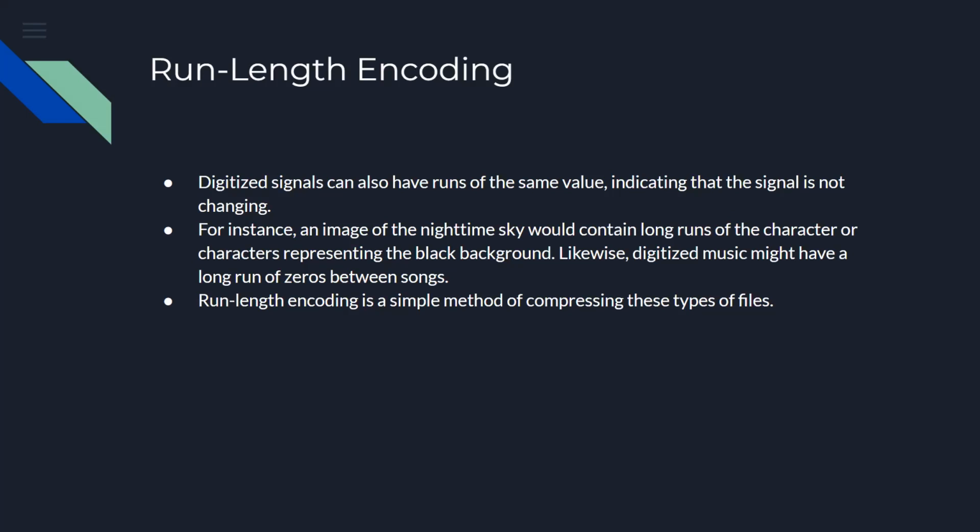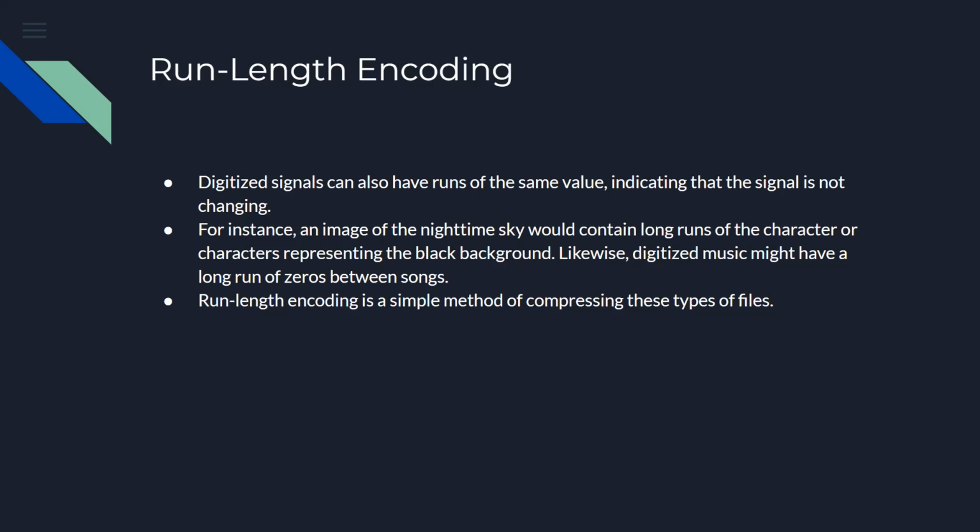So we will be discussing three types of encoding methods. The first being run length encoding. Data files frequently contain the same character repeated many times in a row. For example, a text file uses multiple spaces to separate sentences, indent paragraphs, format tables and charts, etc. Digital signals can also have runs of the same value, indicating that the signal is not changing. For instance, an image of the nighttime sky will contain long runs of the character or characters representing the black background. Likewise, music might have a long run of zeros between songs. So run length encoding is basically a simple method of compressing this type of file.